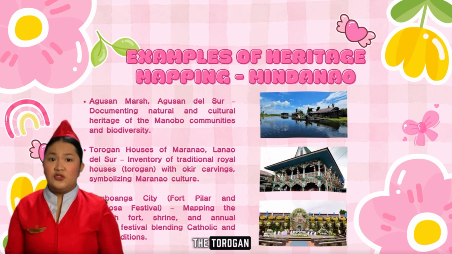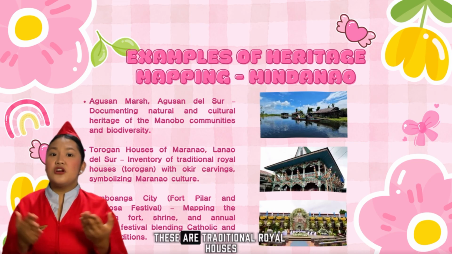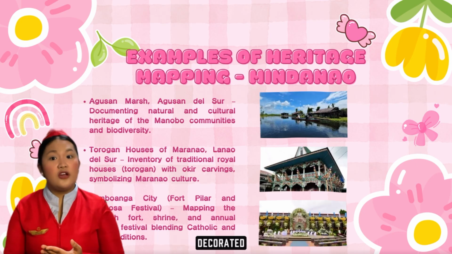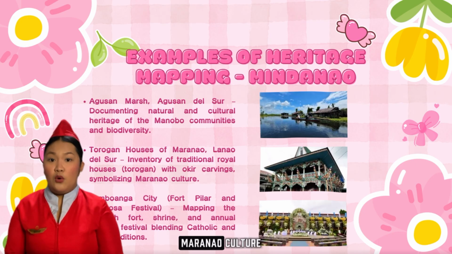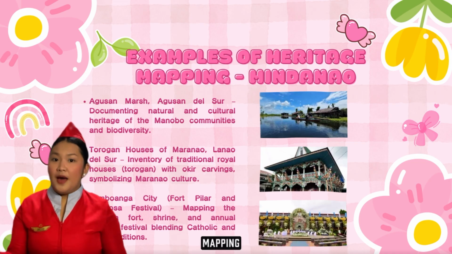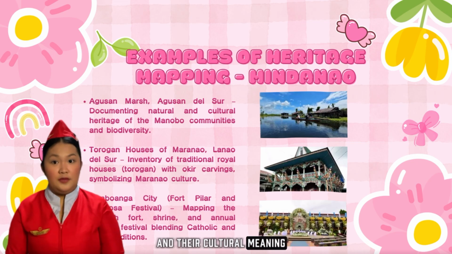And next, the Torogan houses of Maranao in Lanao del Sur. These are traditional royal houses decorated with okir carvings symbolizing Maranao culture. Heritage mapping helps preserve these structures and their cultural meaning.